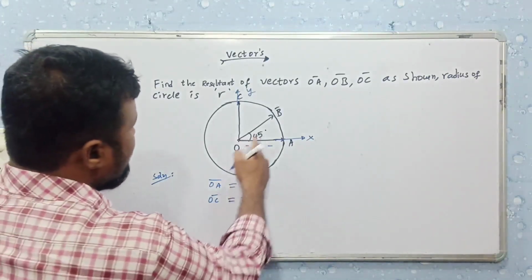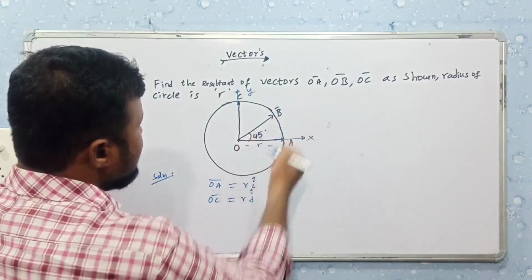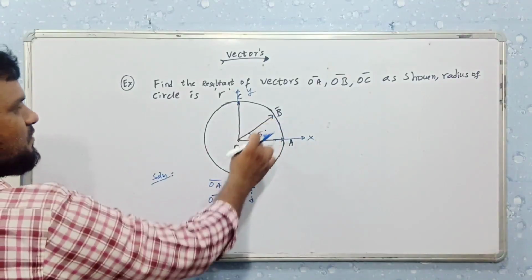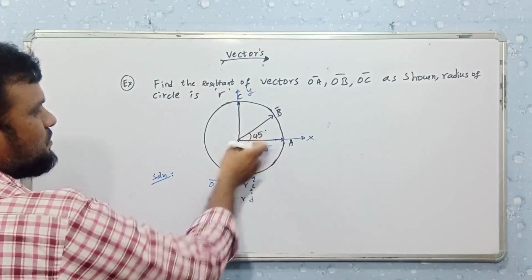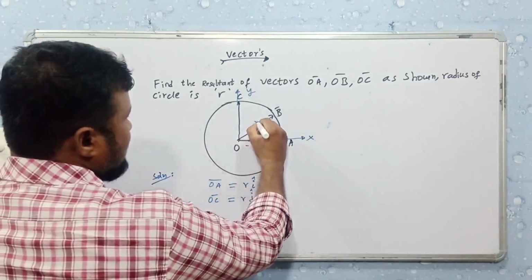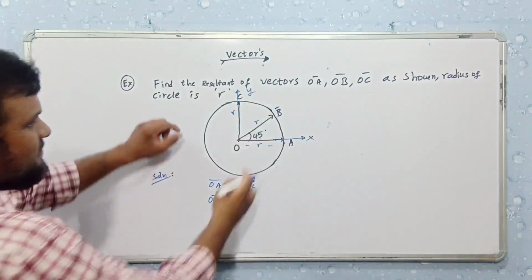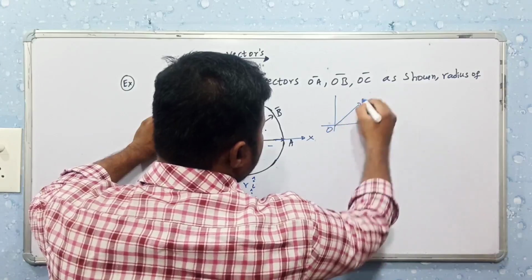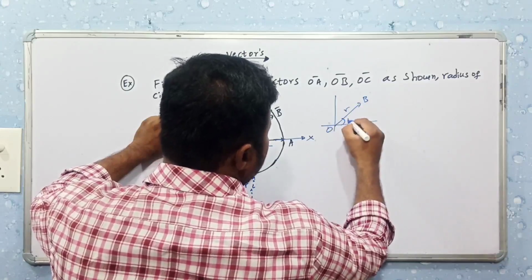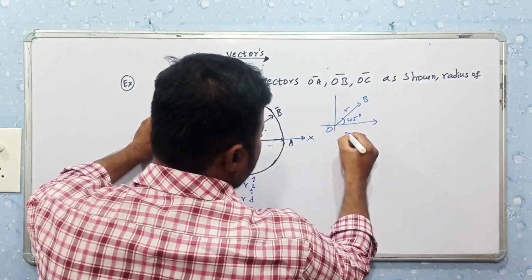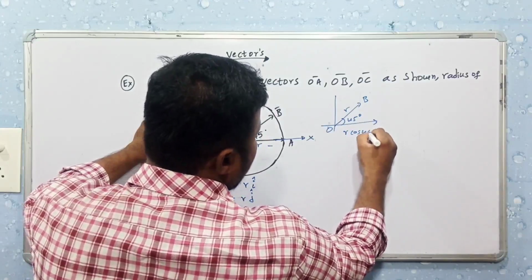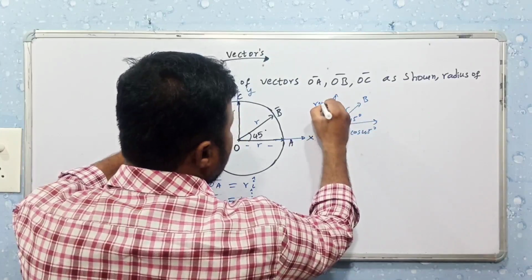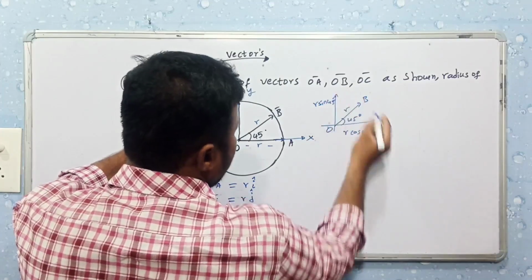But here OB bar is making an angle of 45 degrees. You have to split OB into two components. It also has radius r. If I split OB into two components, let us suppose this is OB, r, theta 45 degrees. So r cos 45 degrees along the horizontal, and along the vertical r sin 45 degrees.